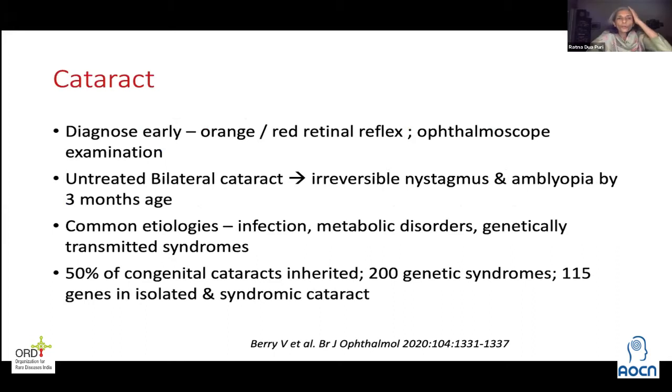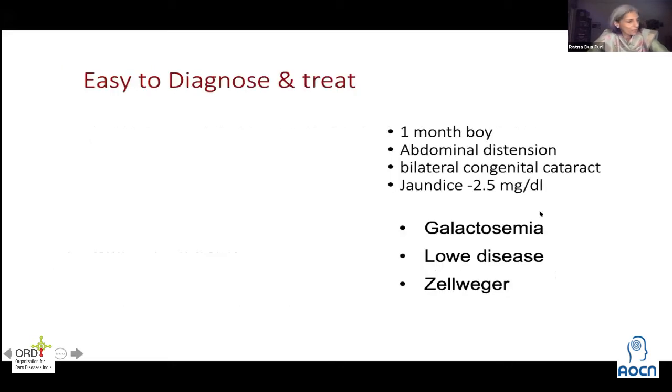Then I come to a very large group of cataract, very important to diagnose early, simple to diagnose, and important to treat because if it is untreated, it results in significant problems. The common etiologies include infection, metabolic disorders, and various genetically transmitted syndromes. And you can see here that 50% of congenital cataracts are inherited. There are more than 200 genetic syndromes and over 115 genes. So I'm just going to delve into some of the common ones, which are important to identify and treat.